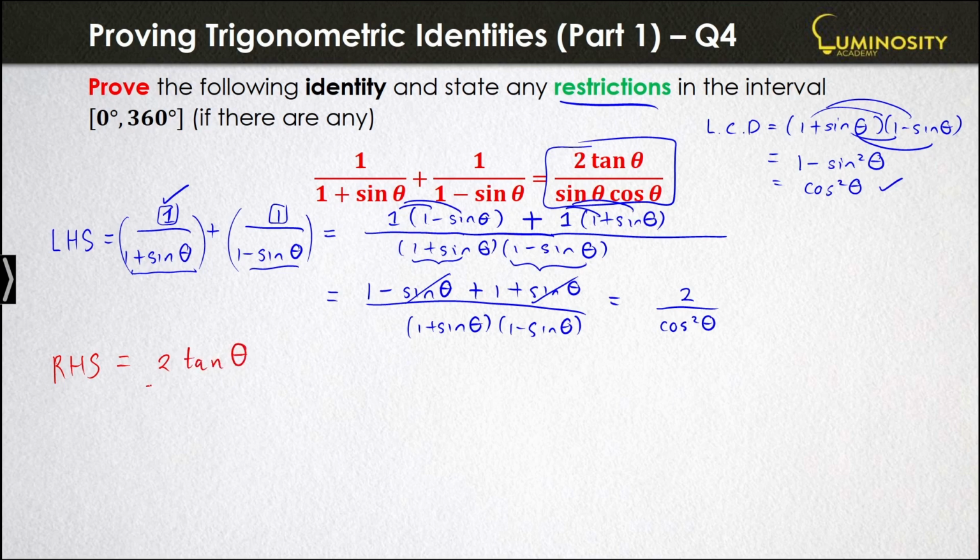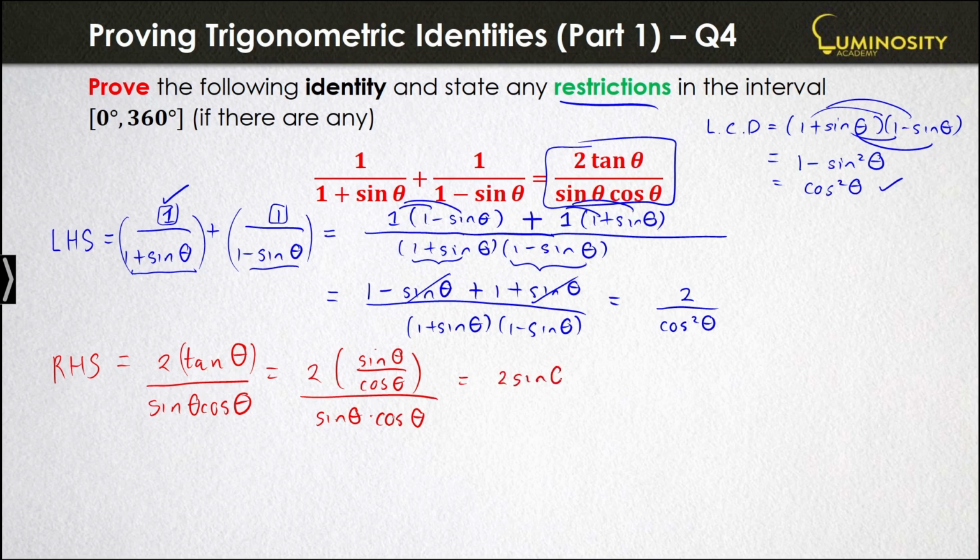Let's write out the right-hand side, and I'm going to use the quotient identity on tan theta. So it becomes 2 times sine theta over cos theta, all divided by sine theta times cos theta. I can rewrite this fraction now. On the top, it's 2 sine theta over cos theta. And dividing by this term just means multiplying by 1 over that term. That's what division means here.